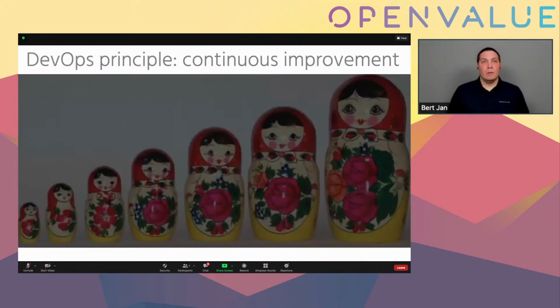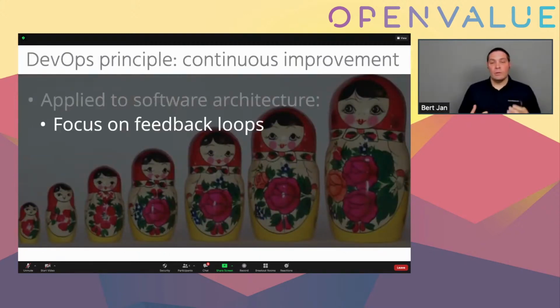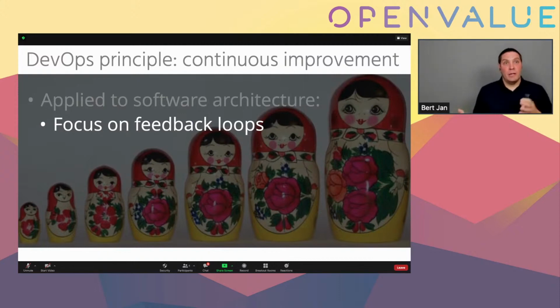And then the principle of continuous improvement. Focus on feedback loops. So focus on getting feedback from whoever is doing something with the architecture you designed. Getting feedback whether this helps solve business problems. Does this help developing features quickly? Does this help with building maintainable software? Does what I designed actually help the team to build software in a better way?